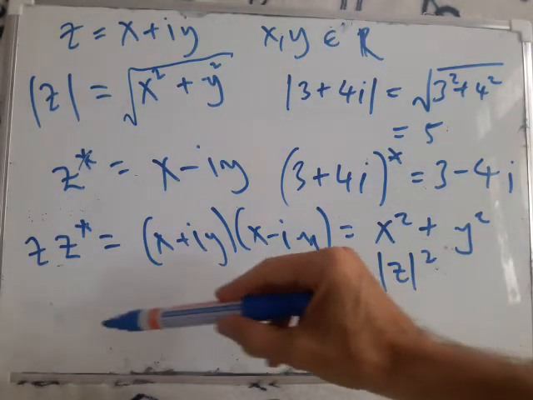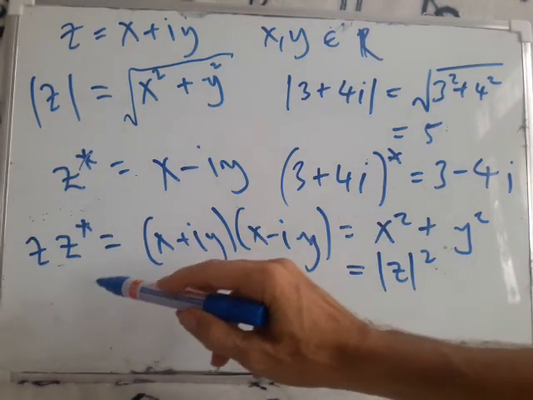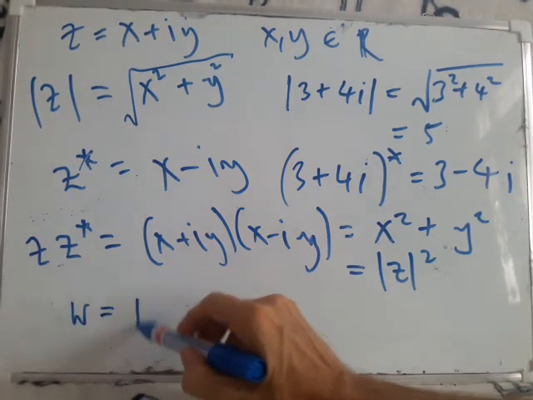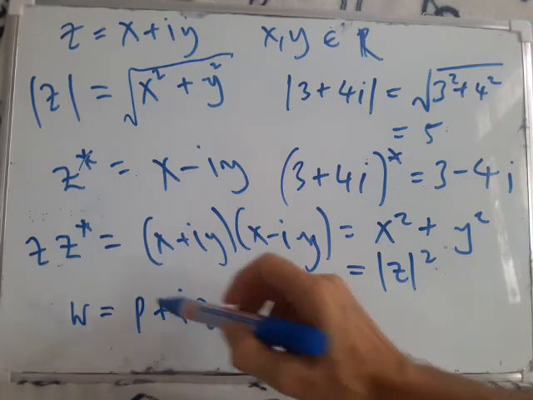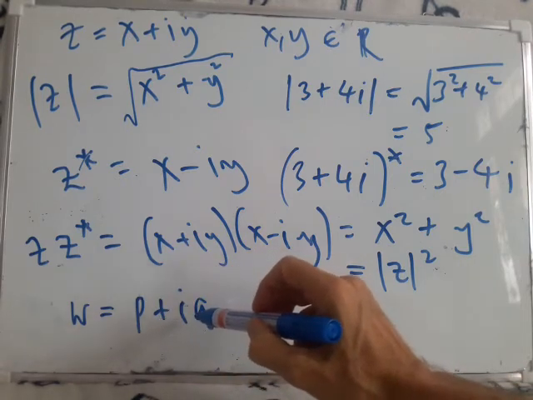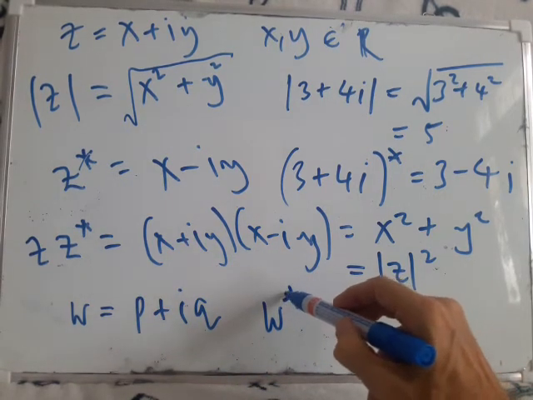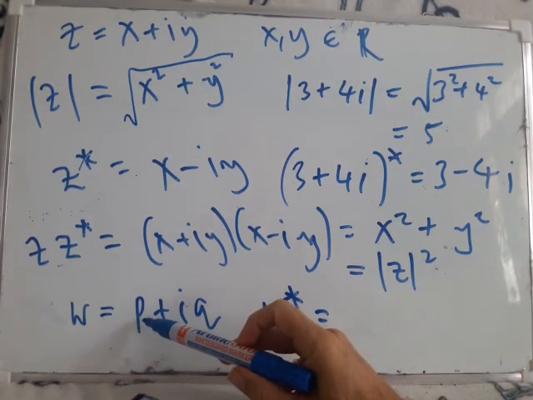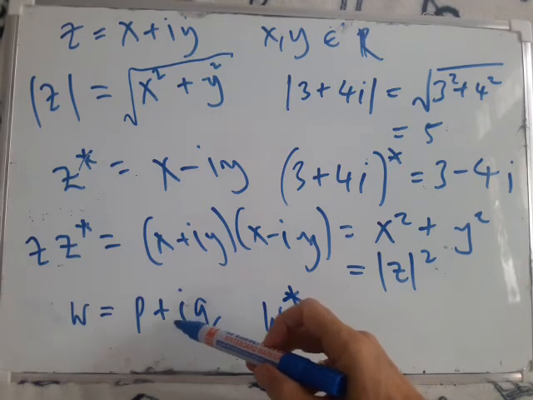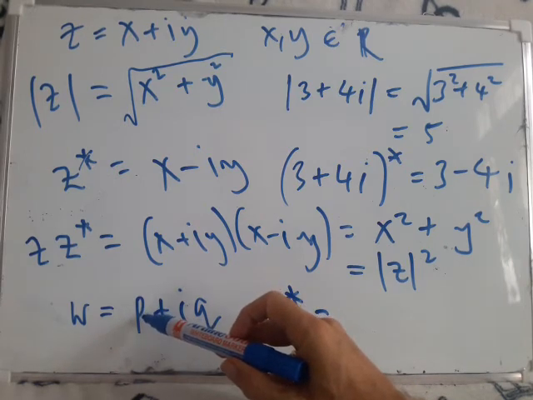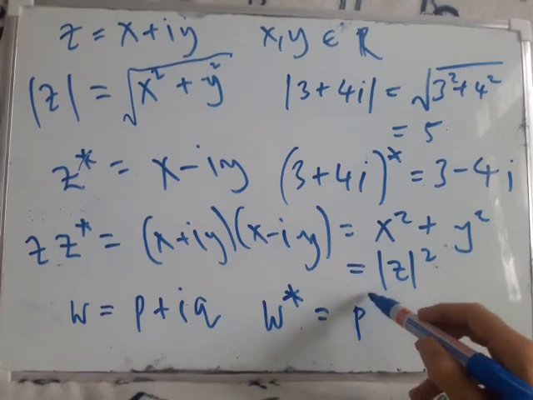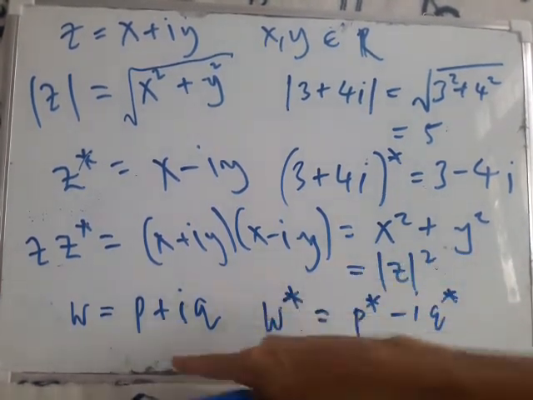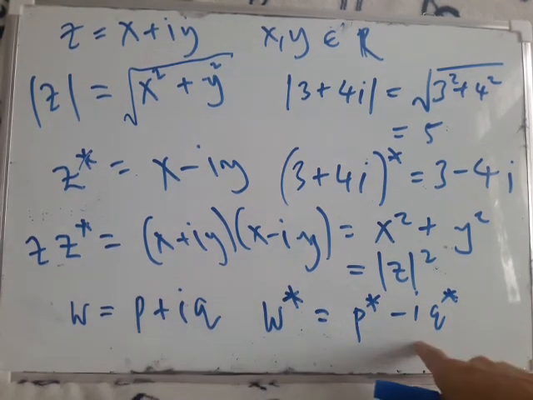Another thing to say about complex conjugate is that for any expression, if you've got some complex number w, which you write as p plus iq, for example, and p and q could be complex numbers as well, then the complex conjugate is simply, you just change everything which is i into a minus i. And any complex number, you just take the conjugate. So this is going to be equal to p star minus i q star. So you conjugate everything. You see an i, you change it to a minus i.